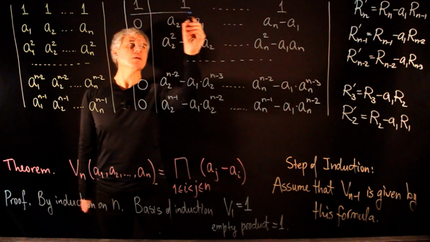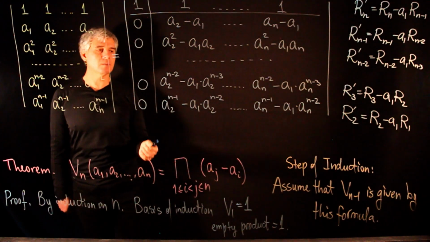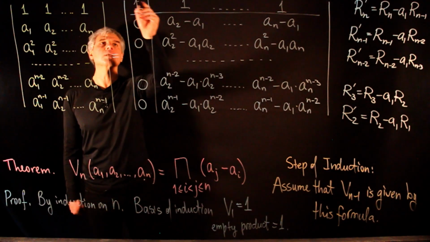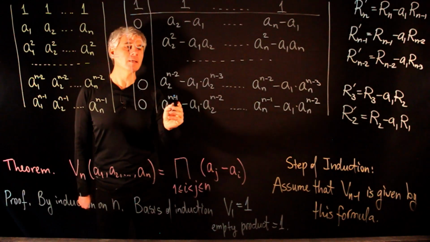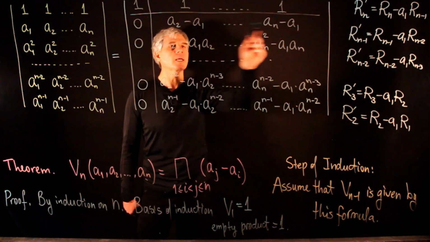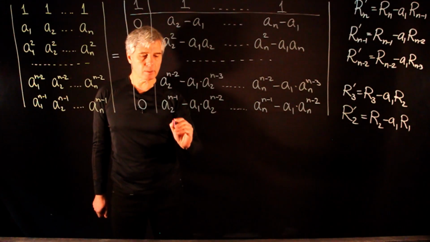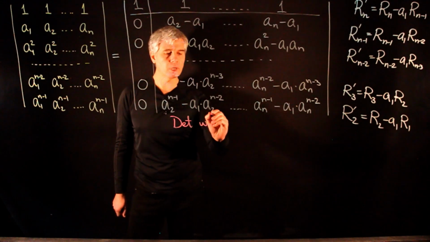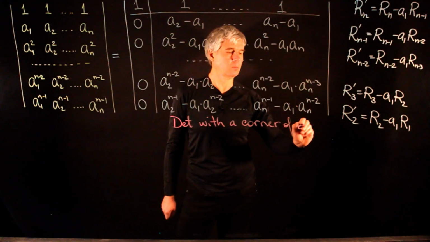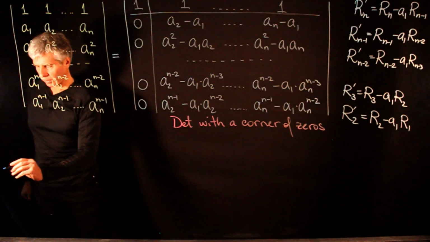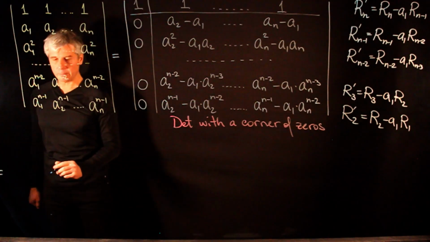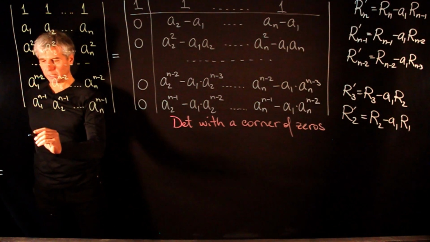And so then we see that we have a factorization of this determinant. So this determinant is equal to the determinant of this 1 by 1 matrix, which is 1, times the determinant of this matrix of size n minus 1 by n minus 1. So here we have the determinant of a matrix with a corner of zeros. And so we get that this determinant is equal to the determinant of the n minus 1 by n minus 1 matrix, so let us write it down.